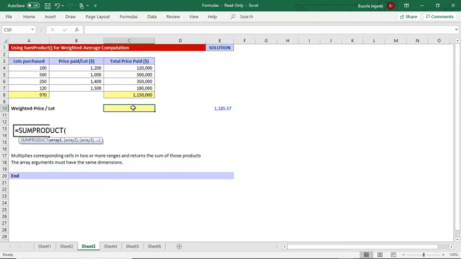So let's do that. Equals this divided by this. And you can see we get an answer which corresponds right here, 1185.57. And that's fine. But there's an easier way to solve all of this with just one line of formula. So let me remove all the answers we just filled.